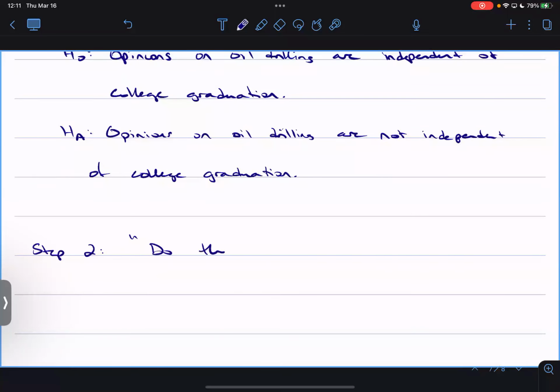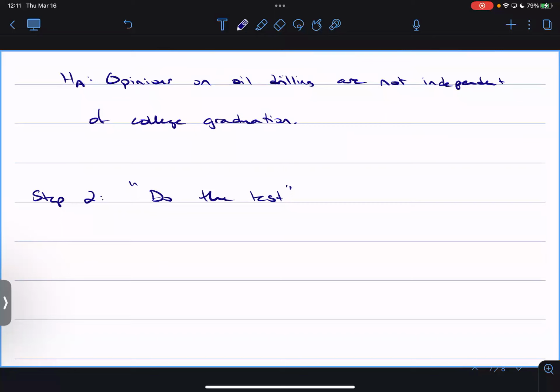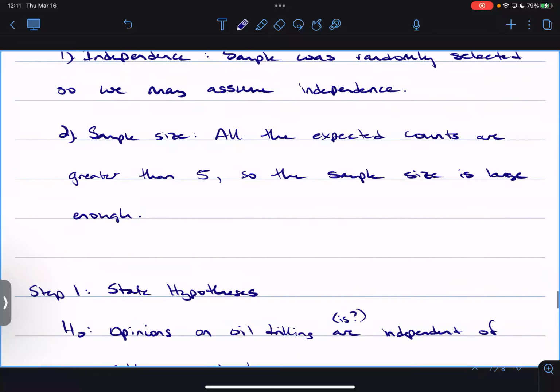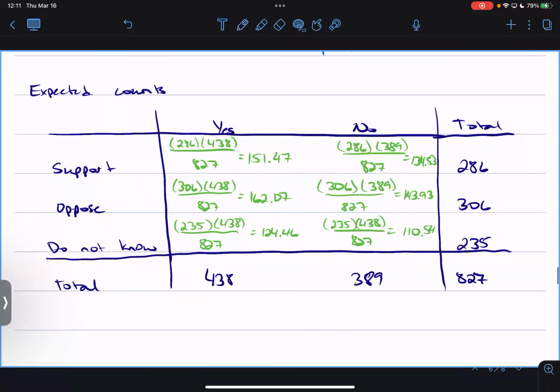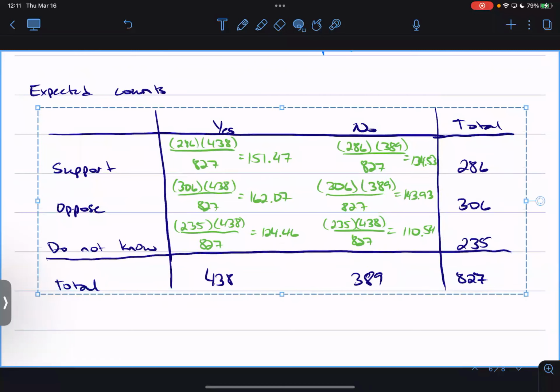Step 2, do the test. The chi-squared is the sum of the observed minus the expected, squared, divided by the expected. Ditching all kinds of subscripts, but that's okay. So in our case, we had, let's see if I can grab these. We have our expected counts, copy.